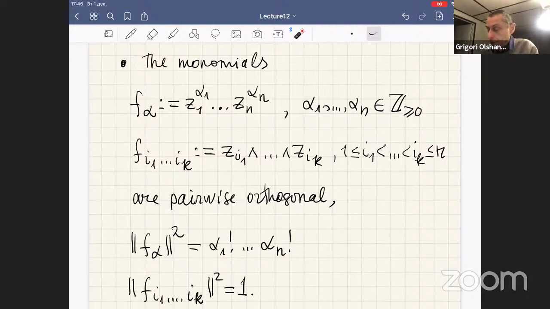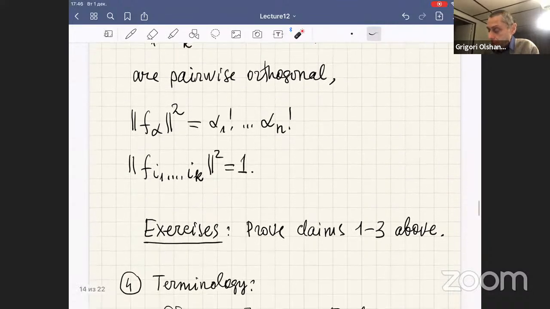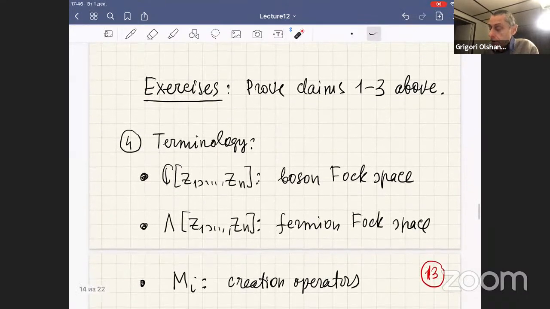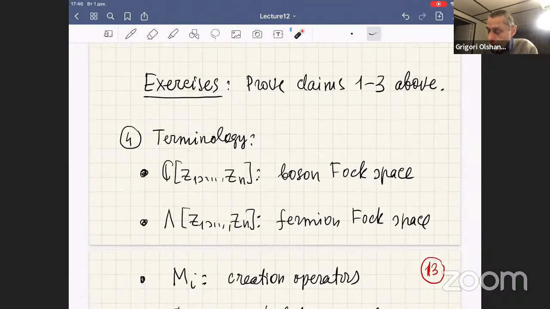This is again an exercise to prove that if you introduce this scalar product, then the M and D operators are adjoint to each other. So I propose to do this, if you wish, to prove directly these three claims stated above. Some terminology: one can call this space of polynomials the boson-Fock space. Or maybe it's better to say some purely algebraic version of boson-Fock space, because it is a pre-Hilbert space, but it is not complete.